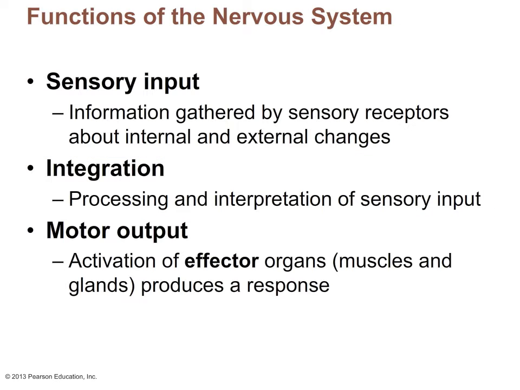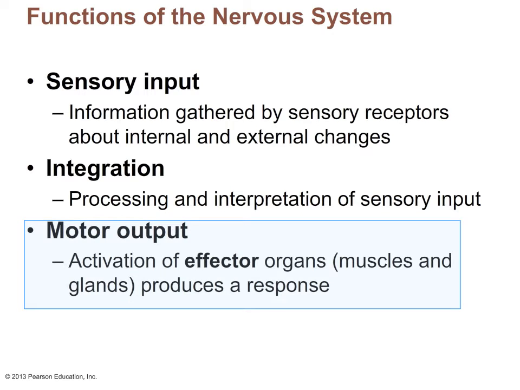And finally, the last function of the nervous system is to generate a motor output. A motor output is just nerve impulses traveling away from the brain or spinal cord going to some sort of effector organ. An example of an effector organ would be skeletal muscle. Remember, our brain is what tells our skeletal muscle to contract. But other examples of effectors could be things like endocrine glands and exocrine glands.